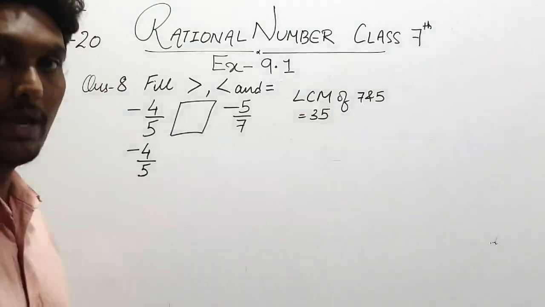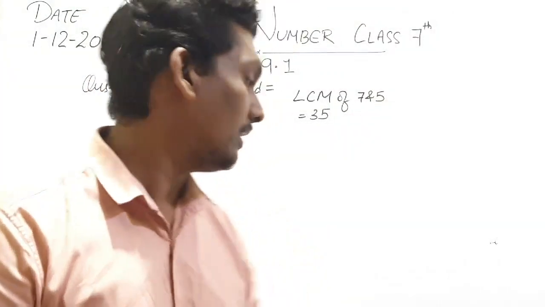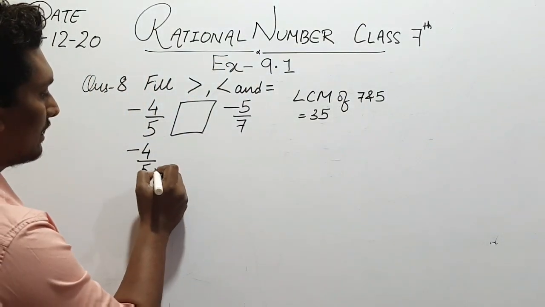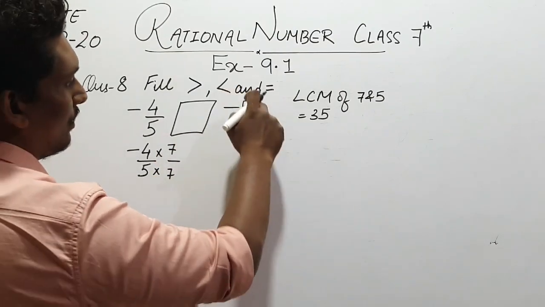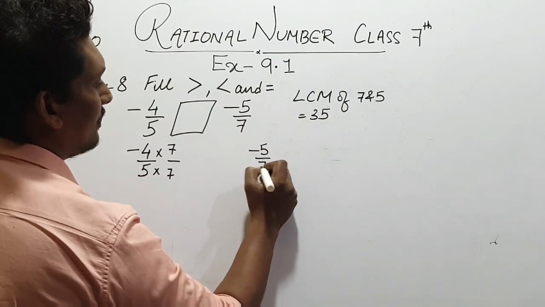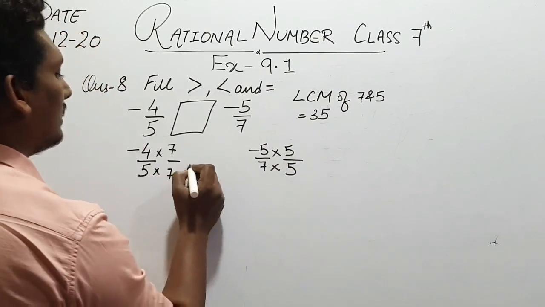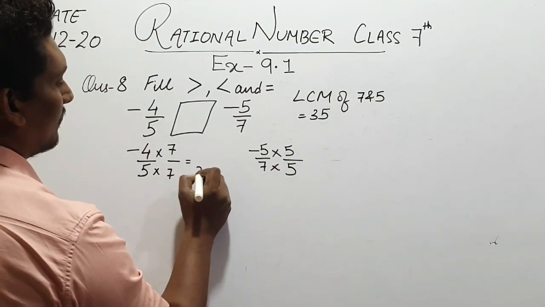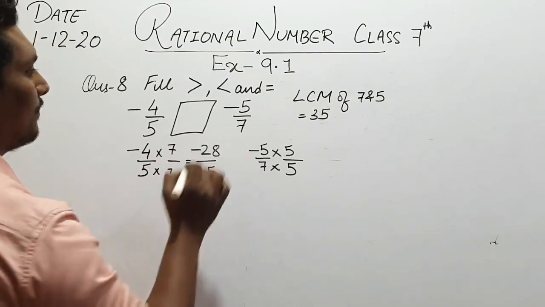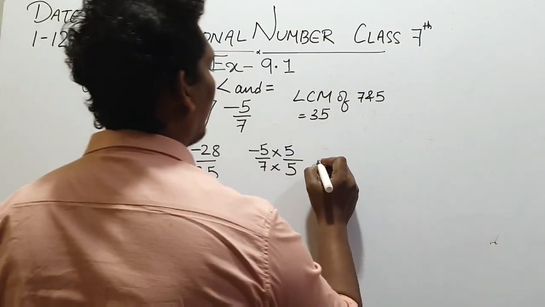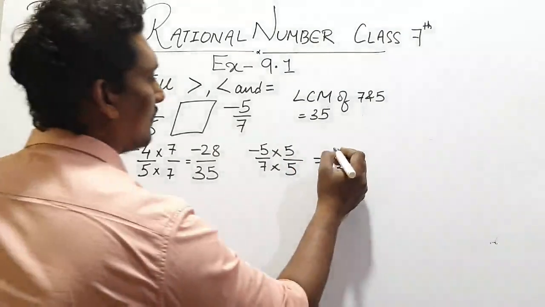So again the same thing what we did in the previous question, minus 4 by 5. Now we got the LCM and we want the LCM in the denominator. So multiply this minus 4 by 5 with 7. And this whole minus 5 by 7, you just multiply with this 5. Okay, in both cases you will get 35 in the denominator. So 7 into 4 is minus 28 over 35, and here minus 25 over 35.